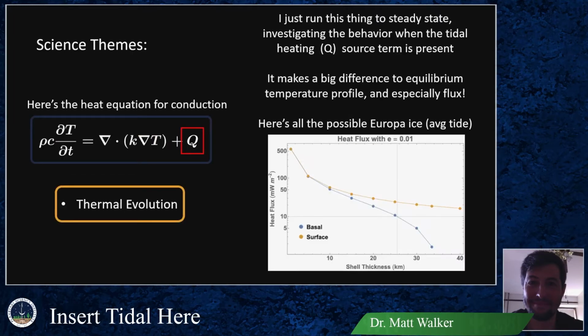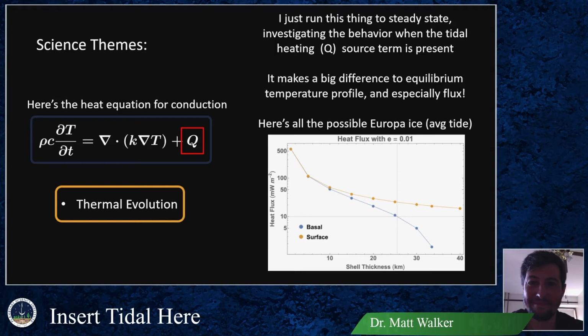Next. And this is what I do with that tidal heating pattern. That Q, and I've circled it in red there, is the source term, the tidal heating source term for my conduction differential equation here. So what we do is we solve for the temperature, and then we also take the gradient of that temperature to get the heat flux. So we run this thing to steady state, look at the temperatures and the heat fluxes, and what we're seeing is that this source term makes a huge difference to the equilibrium temperature and flux profiles.